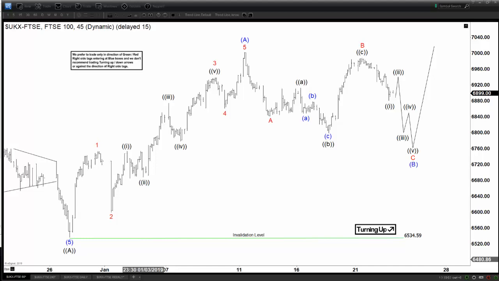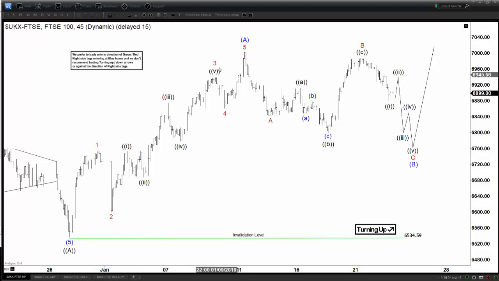My name is Henry, and today's start of the day we will be looking at FTSE, the UK index. This is a 100 minutes chart, short-term path of the index. We can see right here that the rally from 6534 looks to be in the form of an impulse, 1, 2, 3, 4, 5, right? It looks very nice as an impulse.